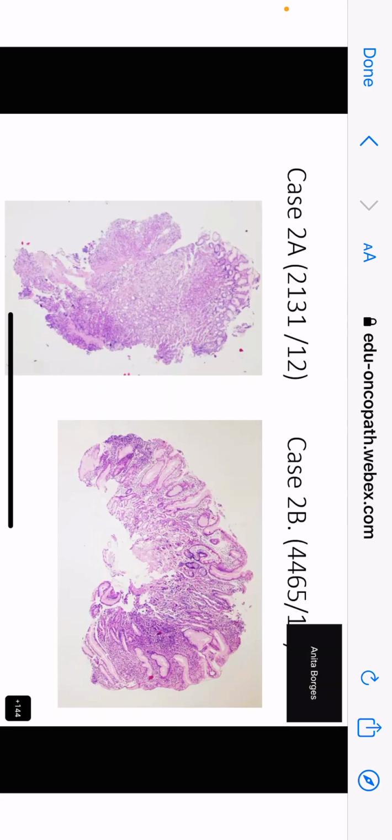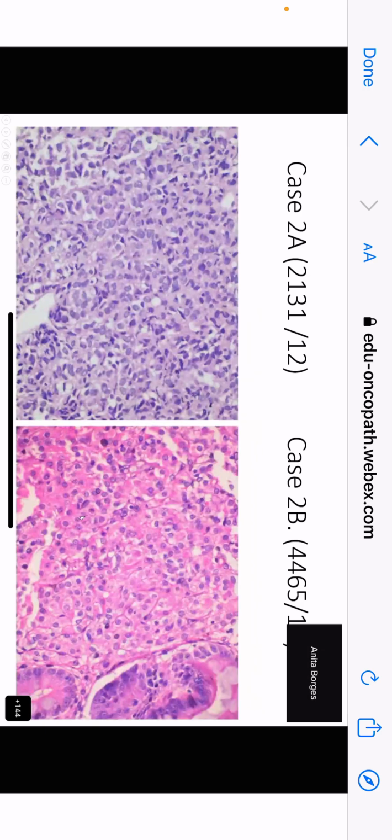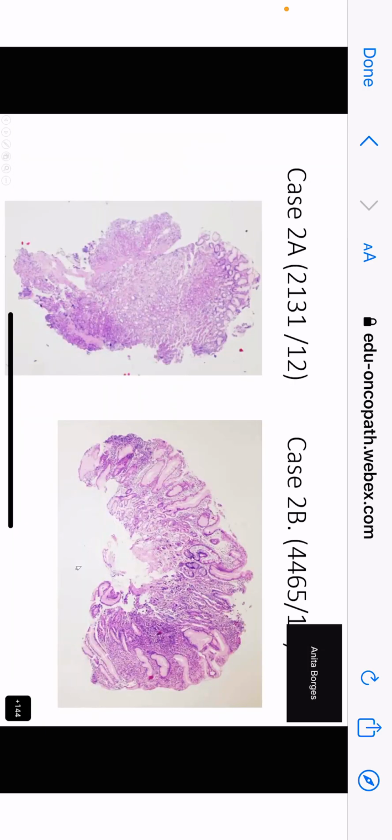Can you see the muscularis mucosae? No, ma'am. No, you can't. So really, you cannot assess whether the glands reach right down to the muscularis mucosae, because that's what the muscularis mucosae tells you: the thickness of this gastric mucosa. But what you can see, the muscularis mucosae should be somewhere around here.